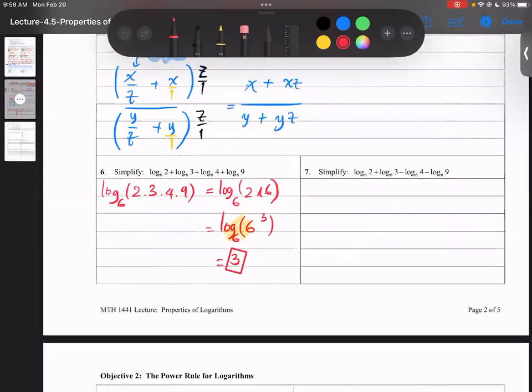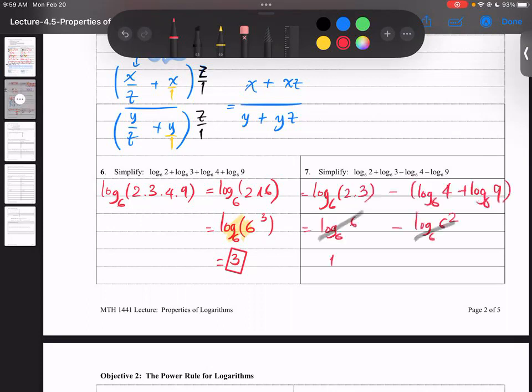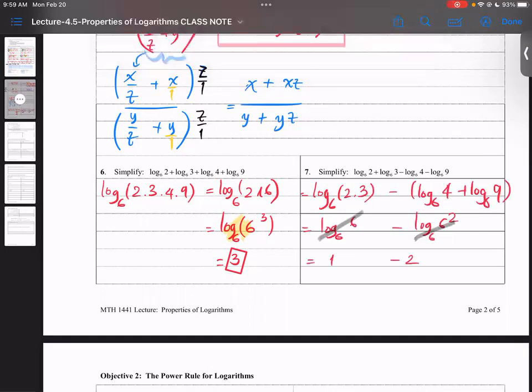Log base 6 of 2 times 3, log base 6 of 9. Log base 6 of 6, we agree that's 1. Minus log base 6 of 4 times 9 is 36, which is 6 squared. Cancel again. And save that before it goes up on me. 1 minus 2 is -1.